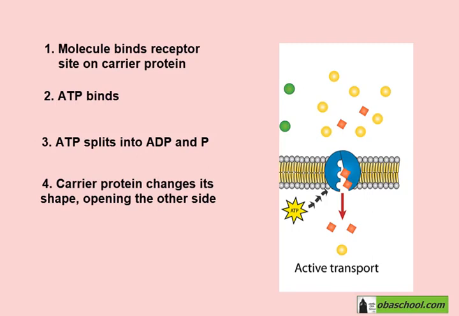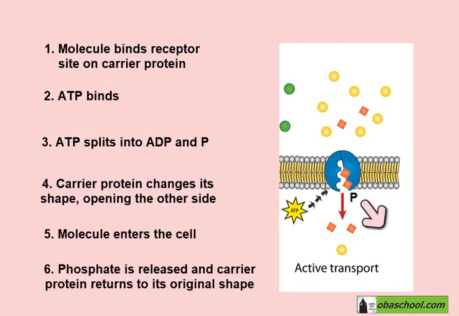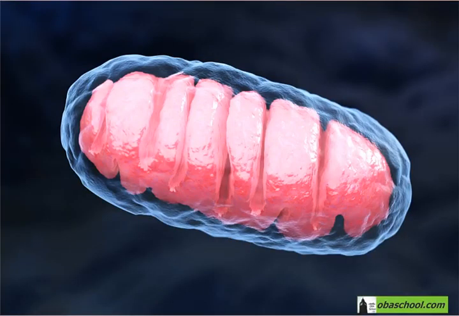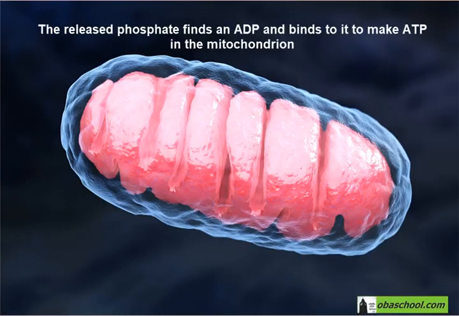Once it enters the cell, the phosphate molecule is released from the protein, so the protein reverts to its original shape, ready to start the process again. And then this phosphate molecule finds an ADP and binds to it, and forms ATP during the process of cellular respiration in the mitochondrion.